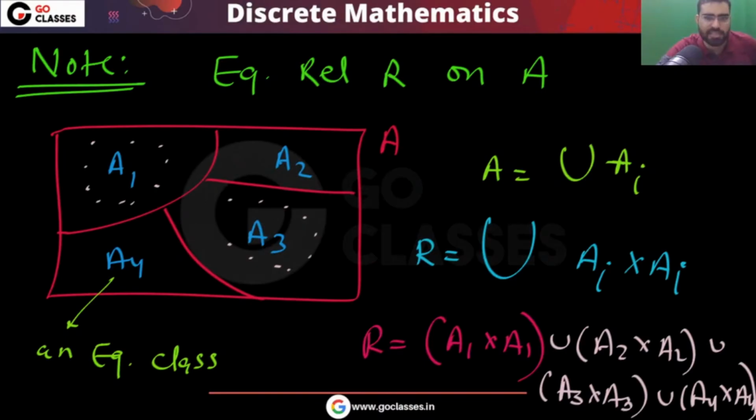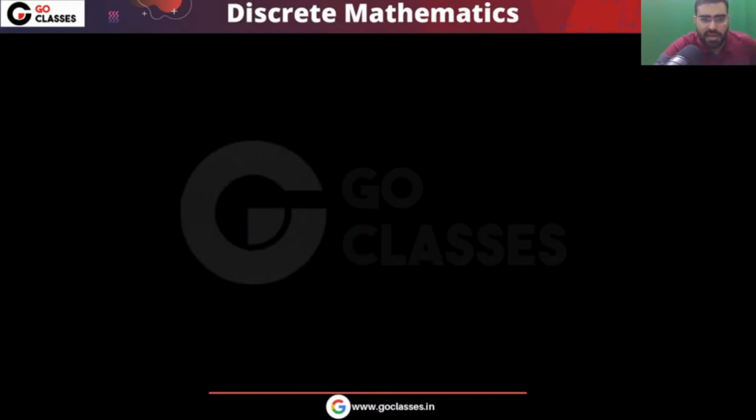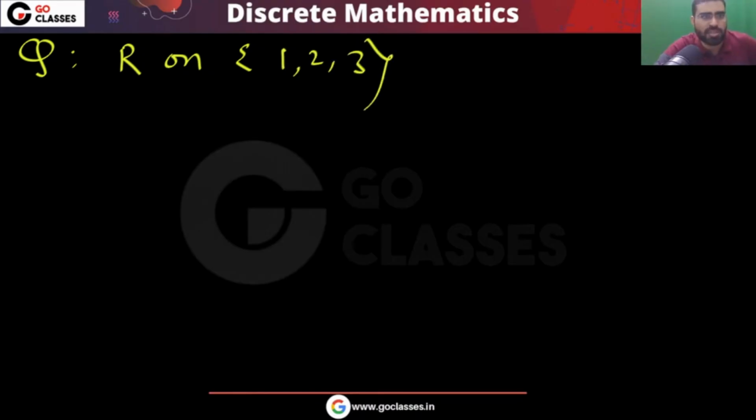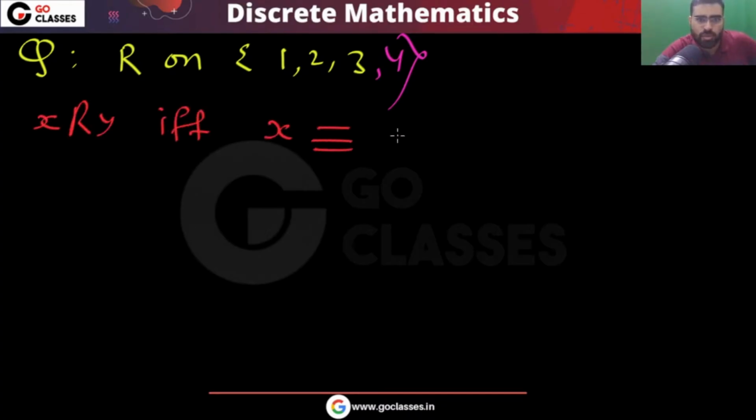This is the complete summary of equivalence relations. I can also ask you the cardinality. For example, look at this question. I am giving you a relation R on the set 1, 2, 3, 4. X is related to Y if and only if X and Y are congruent modulo 3. Now you tell me, is this an equivalence relation?